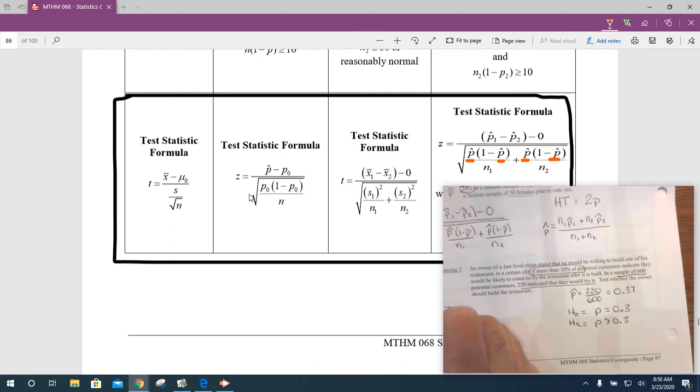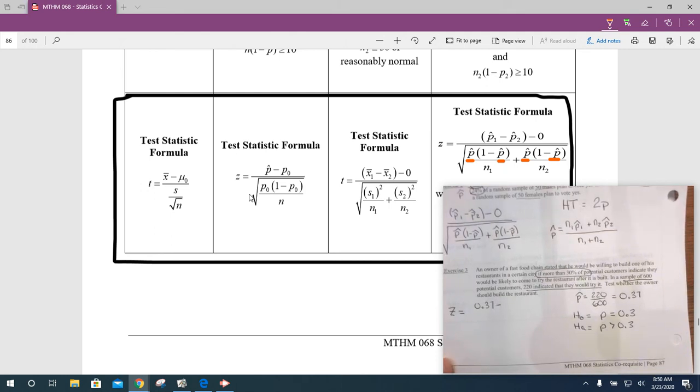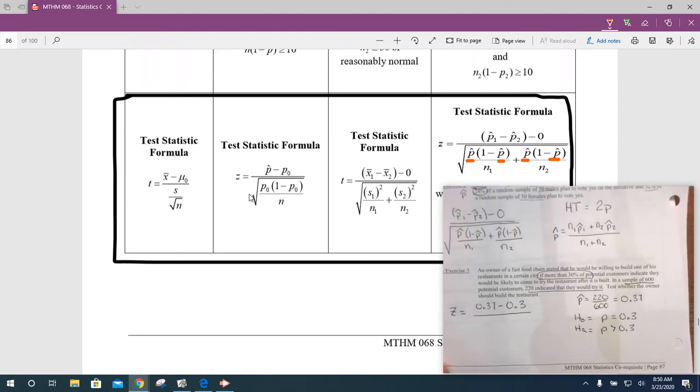So we're going to use Z equals P hat, and P hat is 0.37, minus, remember, it's P sub O, and P sub O means P of nothing going on. Nothing going on is 0.3. P sub O is always the nothing going on, or the null hypothesis, the H sub O.